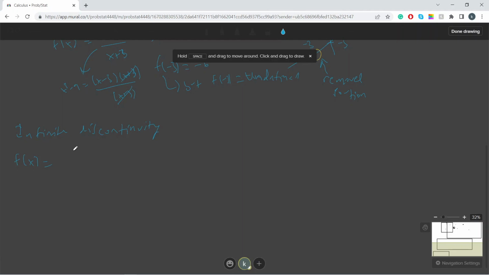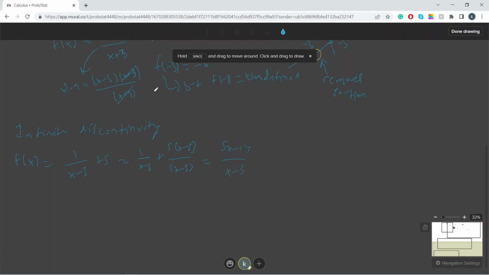Let's say we had a function that was, let me think of a good example, 1 over x minus 3 plus 5. Or this is equal to 1 over x minus 3 plus 5 times x minus 3 over x minus 3. Combining like terms, this is going to be 5x minus 14 over x minus 3. So what do we notice here, right?